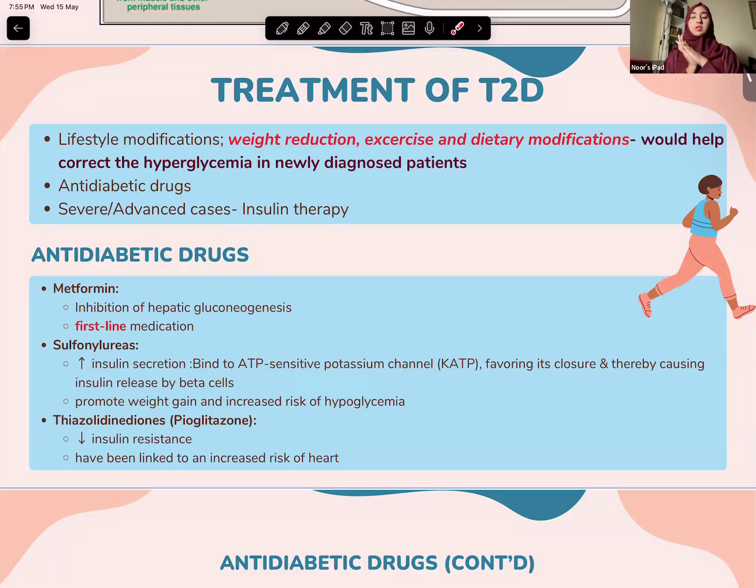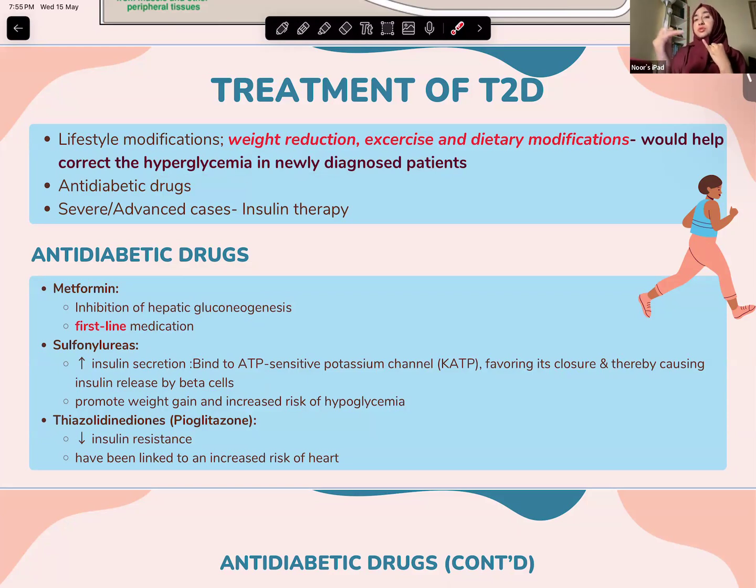Okay, so no questions. Now, talking about the treatment of type 2 diabetes, the best treatment for type 2 diabetes is just memorize this: weight reduction, exercise, and dietary modification. Now this would help correct the hyperglycemia in a newly diagnosed patient. So when you encounter a patient with type 2 diabetes who comes to your clinic newly diagnosed, the best suggestion you can give him is to reduce his weight.